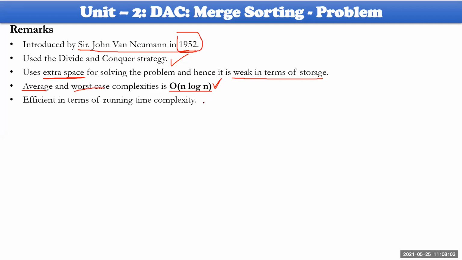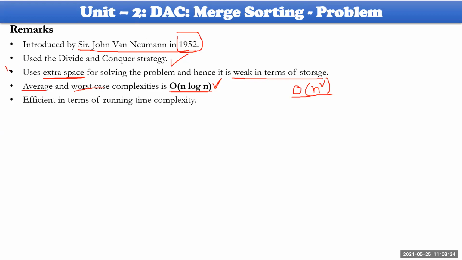Then in terms of running time, n log n is a much lesser value when compared to big O of n square. The worst case complexity of quick sort is n square, if your elements are given in either non-descending order or descending order. These two cases will give you order of n square. So as far as running time complexity, merge sort is very effective.